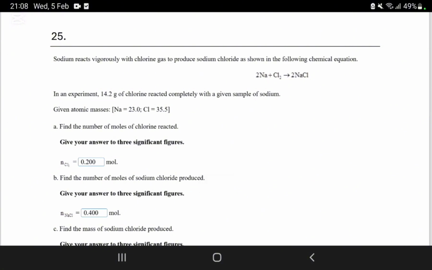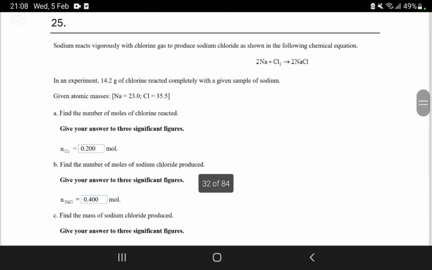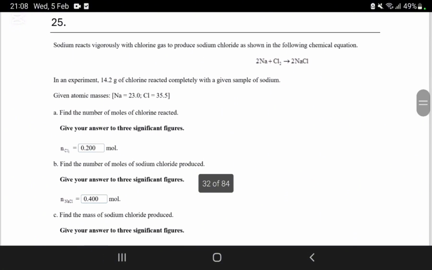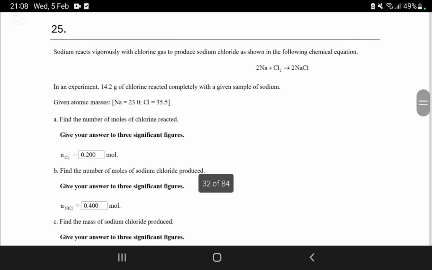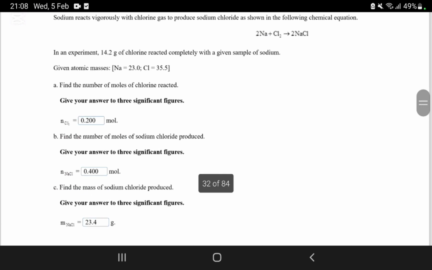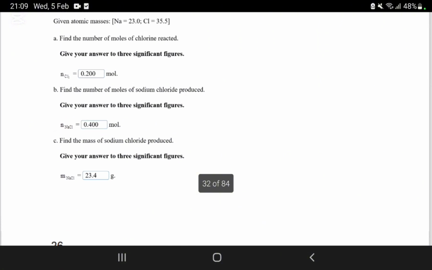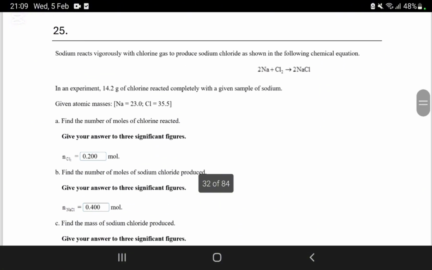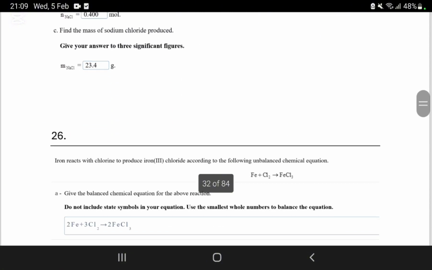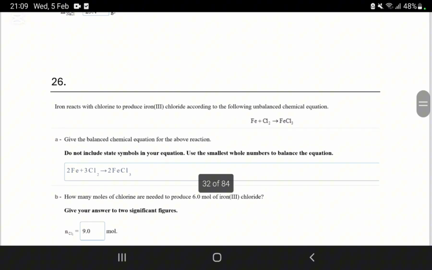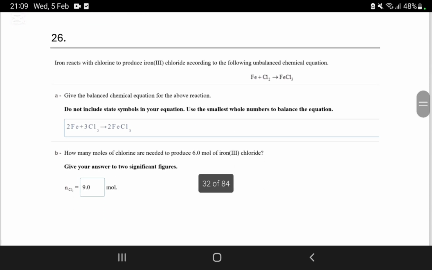So for this question, we're gonna have to find the moles by doing the mass divided by the molar mass, 14.2 divided by 71, which will give us 0.2. Then, since the ratio between Cl2 and NaCl is 1 to 2, so we just multiply the moles of Cl2 by 2, and then to find the mass, we just do moles times molar mass, which is 0.4 times 58.5. Right, okay.